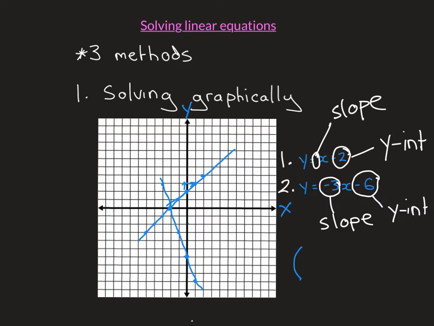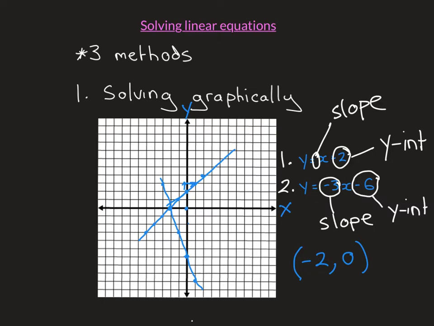So remember, anything to the right of the origin here is going to be positive, anything to the left is going to be negative. So our x coordinate is -2, and we haven't actually moved up or down on the y-axis at all. So our y coordinate is 0, and that is the solution to our problem.